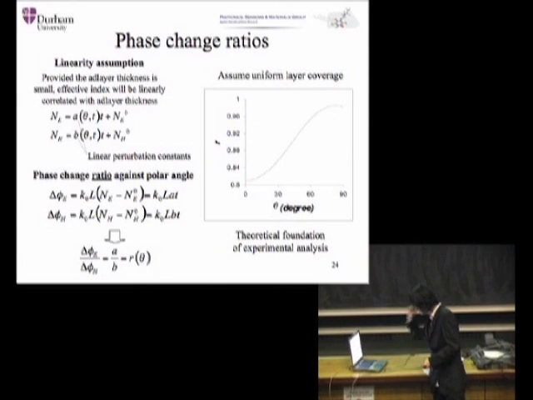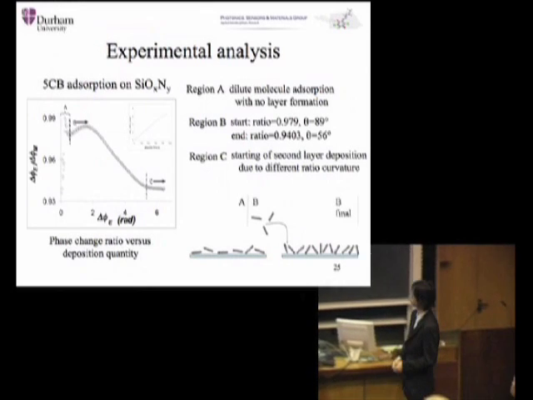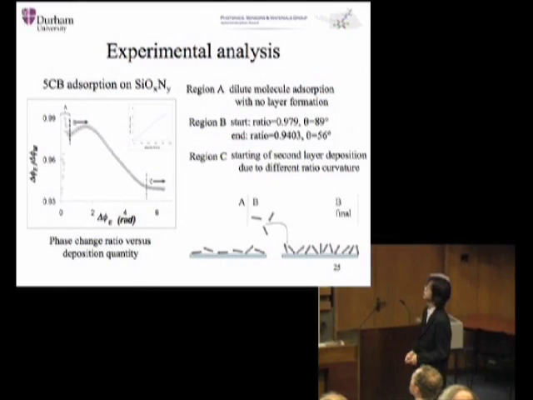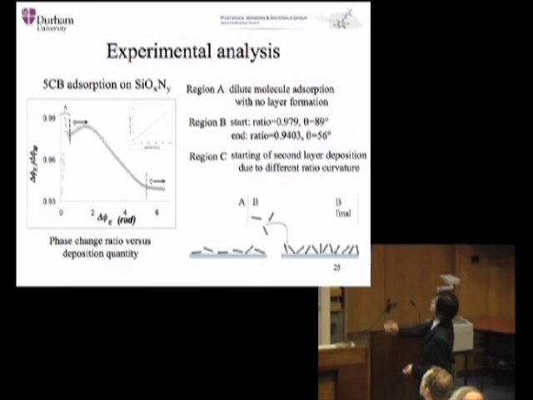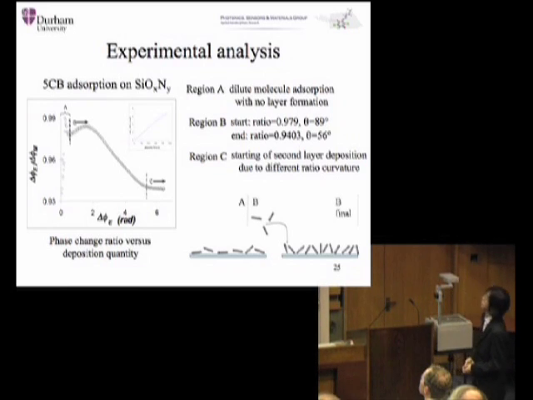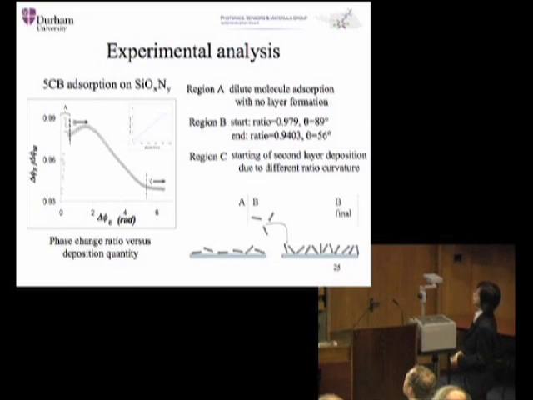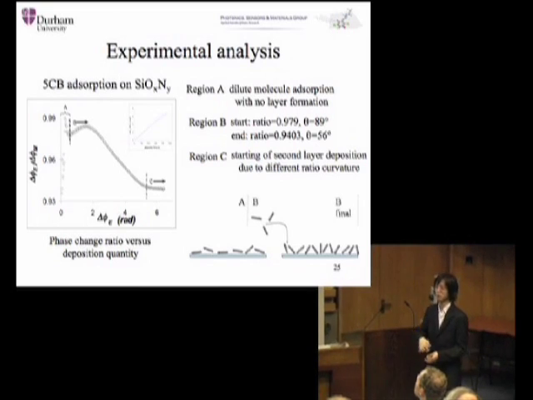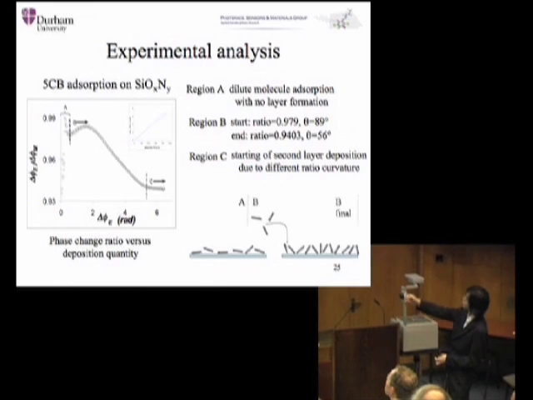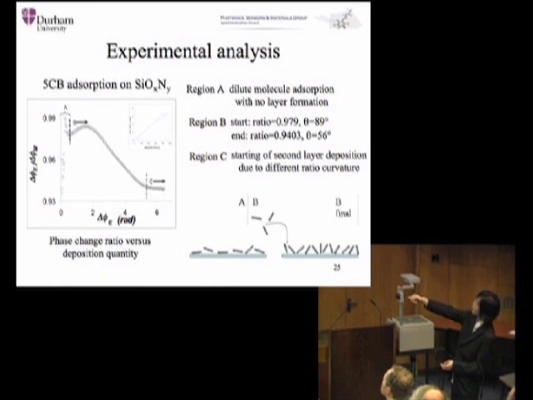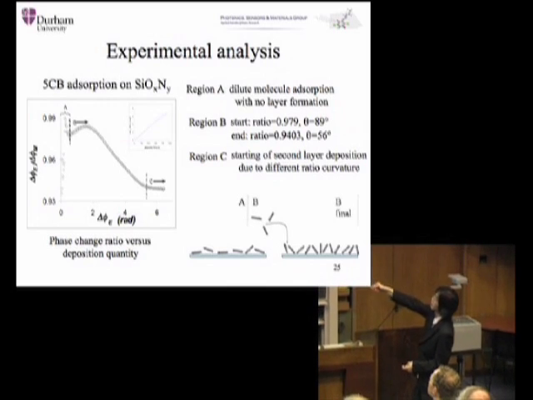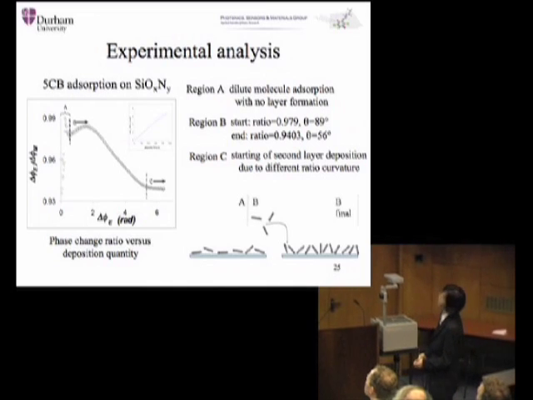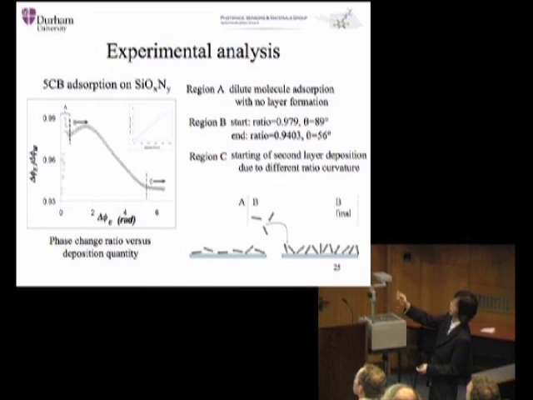So let's look at the experimental result for the molecule absorption on the silicon nitride. What we have here in the experiments are linear changes of the phases as a function of the deposition time, which is quite normal because the molecule is static on the surface. But if you plot the phase change ratios, some interesting things happen. Just bear in mind that I use the TE phase changes as x coordinates to represent the deposition quantities.